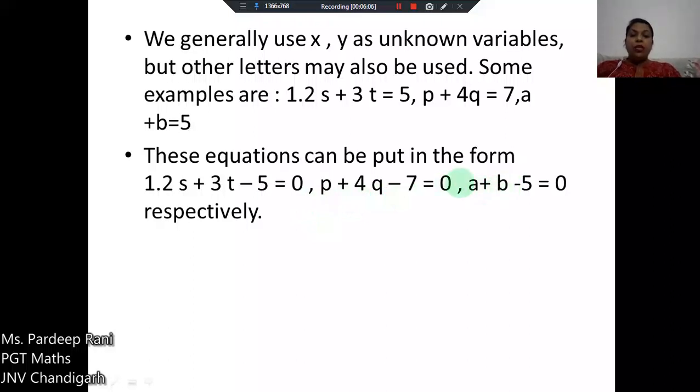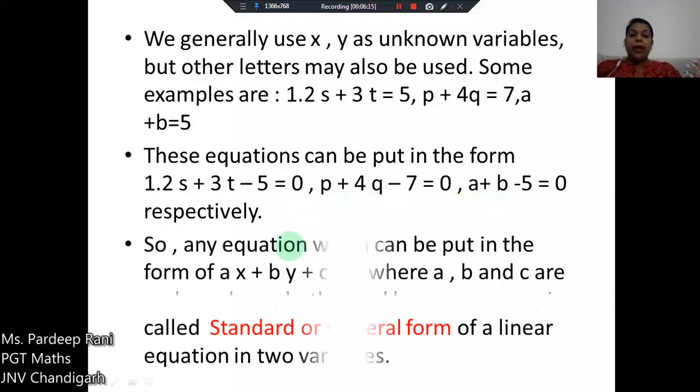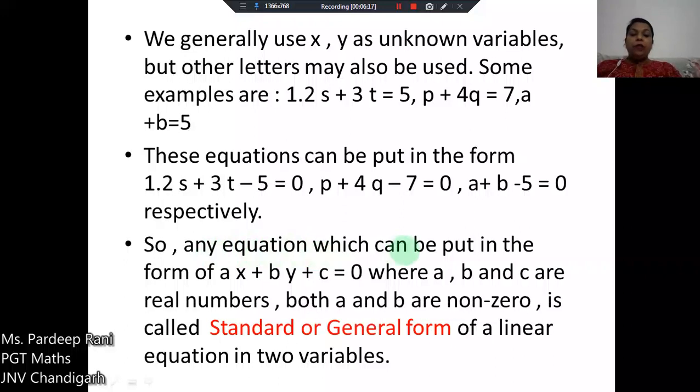And we have put these equations in some different form here by equating all the terms to 0. Now what is the logic behind that? Any equation which can be put in the form of ax plus by plus c equal to 0, where a, b and c all are real numbers with the condition that both a and b are non-zero, is called the standard or general form of a linear equation in two variables.